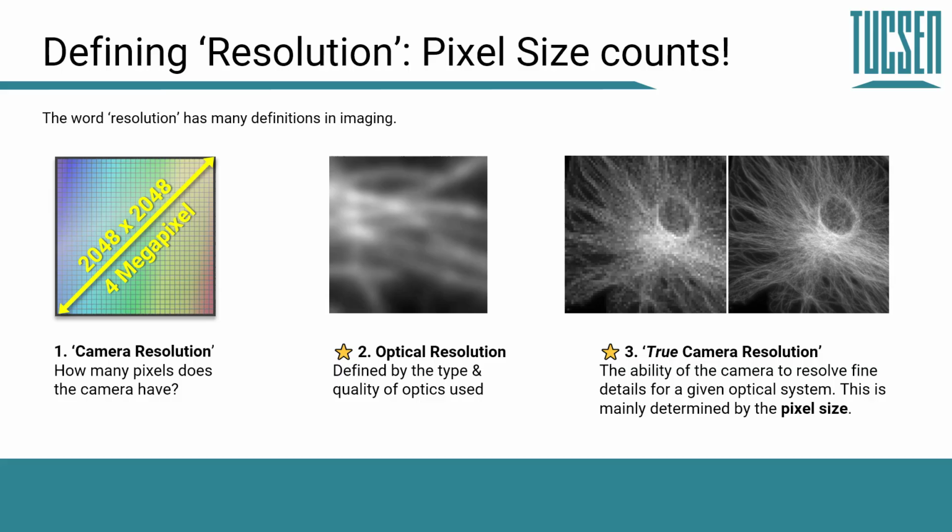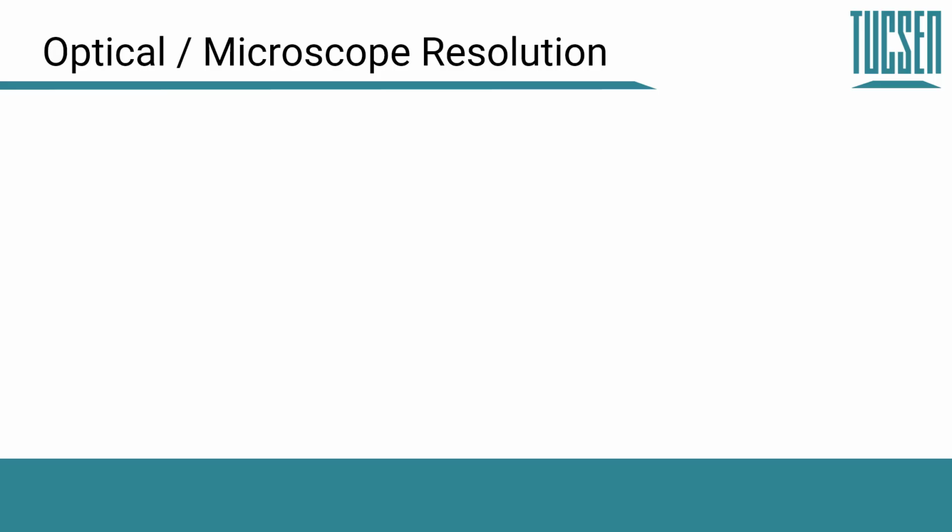And then we have what I'd call the true camera resolution, the actual resolving power of that camera. And that is determined by the pixel size. As you can see in these two different examples, where on the left, once again, we have our pixelated image. If we had smaller pixels, we would resolve fine details. And that's our true camera resolution. But once again, there's a limit to how effective that can be.